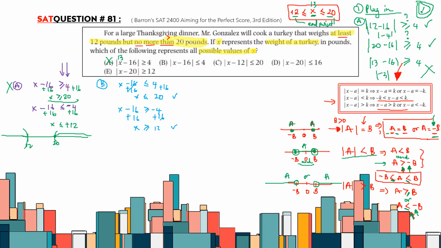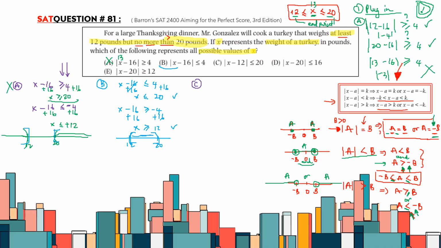So B is kind of the good choice right now. We have right here 12, 20, and it's less than or equal to 20. That's good. It's bigger than or equal to 12. These are equal, so we can use the bracket. So x is in between here. So B is the good choice right now. But let's check C, D, and E.